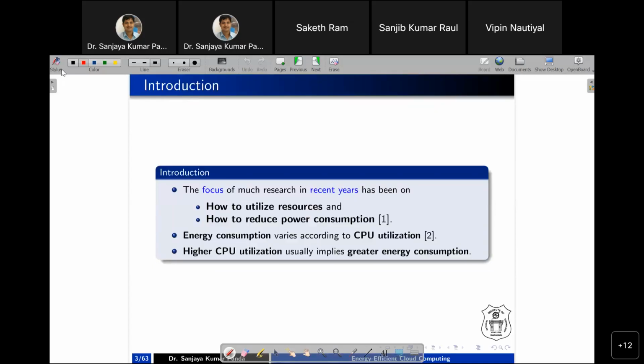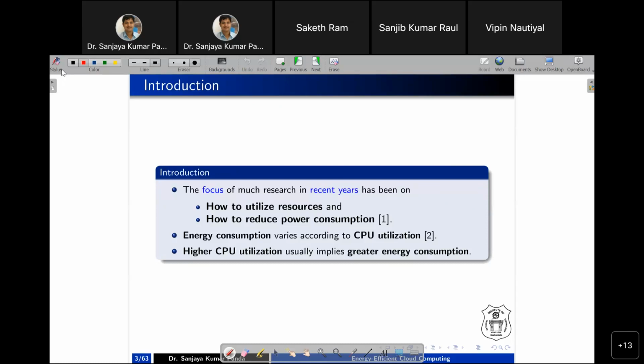Earlier, people mainly targeted how you can utilize a particular resource. Like in sequential programming, we are not using multiple cores or multiple processors, so our utilization is not good. So we are moving from sequential programming to parallel programming. In parallel programming, we properly utilize each and every processor or each core in the processor, and we want all the resources to be busy, close to 100% busy, so that we can properly utilize these resources.